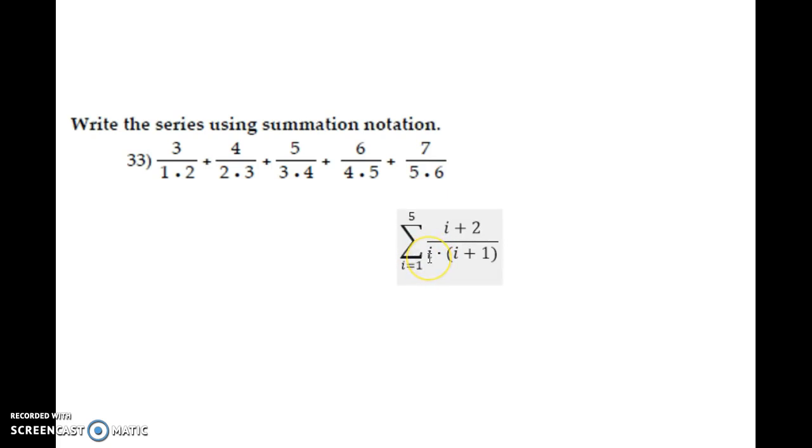So it's going to be I, and it's multiplied by 1 more than itself. So it's multiplied by I plus 1. And on top, these numbers are 2 bigger than the term we're on. So the first term is I plus 2. 1 plus 2 is 3, 2 plus 2 is 4, 3 plus 2 is 5, and so on. So on top we have I plus 2.